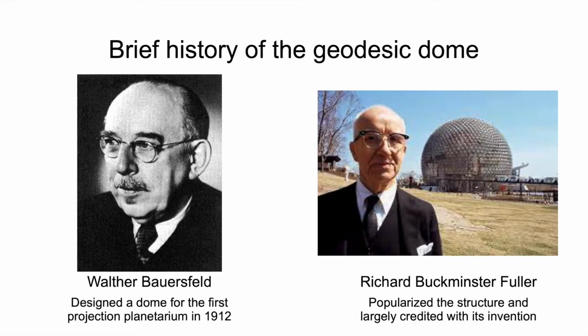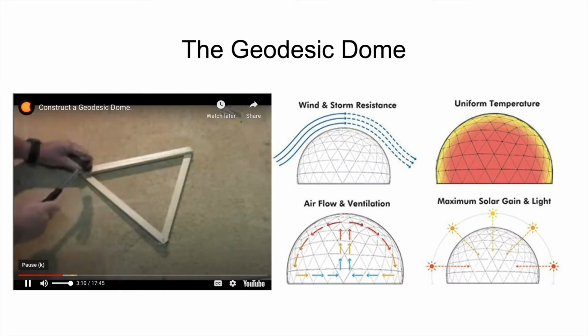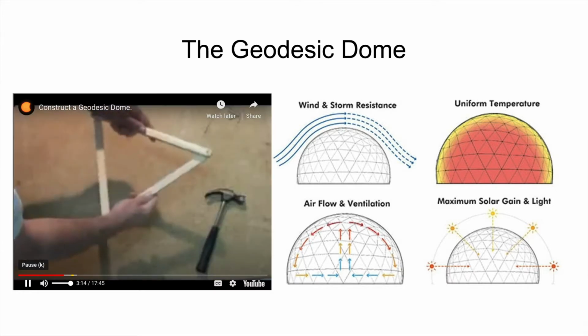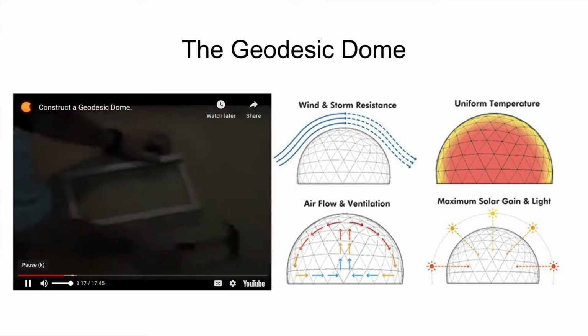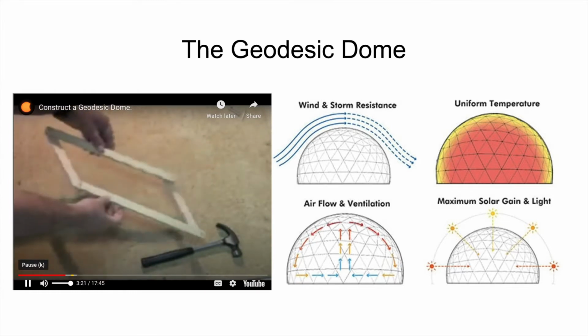Interestingly, the first geodesic dome was designed by the German engineer Walther Bauersfeld for a planetarium in the early 1900s. However, it wasn't until many years later that this structure was popularized by Richard Buckminster Fuller, who is largely credited with its invention. In his quest to improve the design of modern shelters, Fuller discovered that triangular elements are twice as strong as rectangular elements. As you can see in the video, this triangle is much more stable than the rectangle.